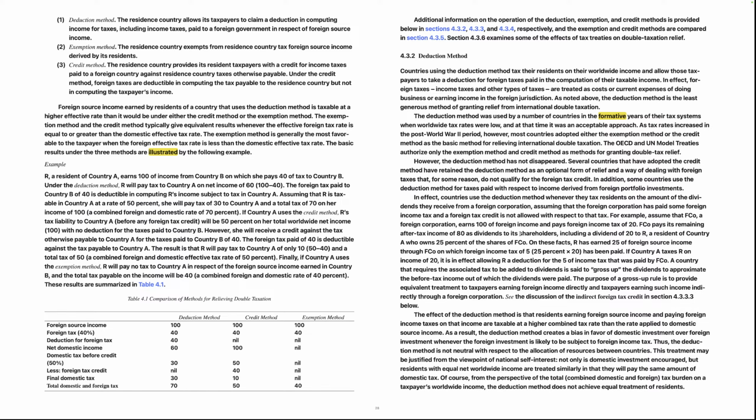A country that requires the associated tax to be added to dividends is said to gross up the dividends to approximate the before tax income out of which the dividends were paid. The purpose of a gross up rule is to provide equivalent treatment to taxpayers earning foreign income directly and taxpayers earning such income indirectly through a foreign corporation.